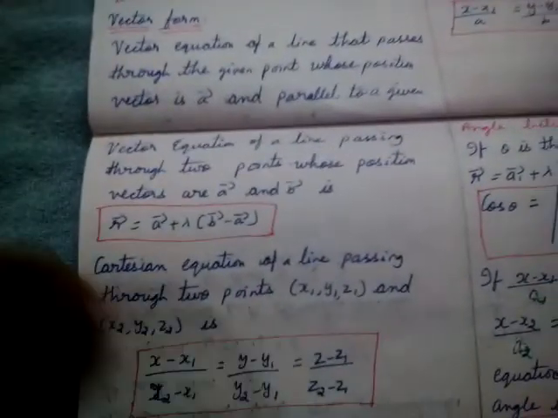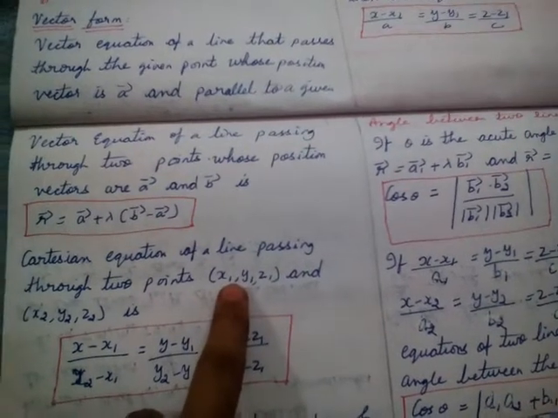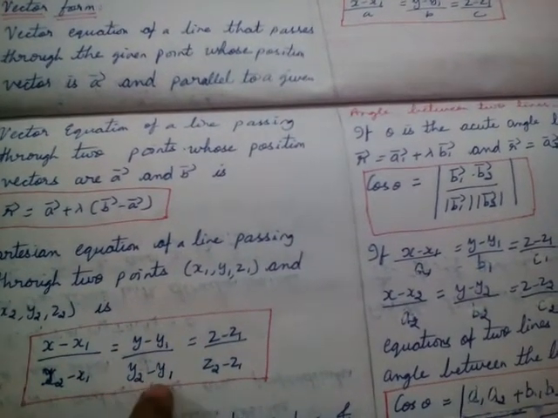The next one that we are going to see is the vector equation of a line passing through two points whose position vectors are a vector and b vector: r vector is equal to a vector plus lambda into (b vector minus a vector). This is the vector equation of a line passing through two points. The Cartesian equation of a line passing through two points x1, y1, z1 and x2, y2, z2 is (x minus x1) by (x2 minus x1), which is equal to (y minus y1) by (y2 minus y1), which is equal to (z minus z1) by (z2 minus z1). These are the vector and the Cartesian equations of a line passing through two points.